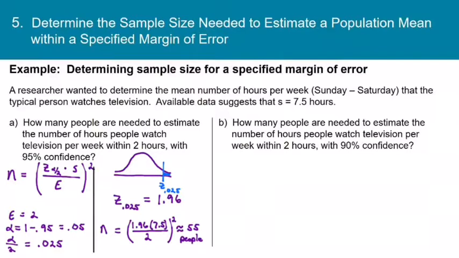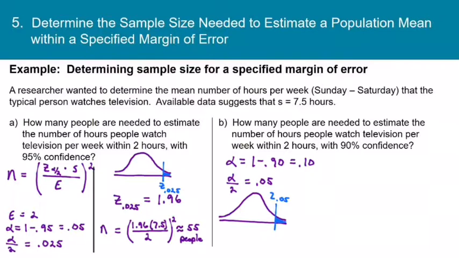And let's try again with part B. How many people are needed to estimate the number of hours people watch television per week within 2 hours for 90% confidence? Okay, so again, we still have the formula over here. We still have e equals 2. This time alpha is 1 minus 0.9, so alpha is 0.1. That means alpha over 2 is 0.05, and that means we're looking for an area in the right tail of 0.05. So again, even though it's a z-score, go to your t-table and look at the bottom row. In the 0.05 column on the bottom row, you can see that z sub 0.05 is 1.645.